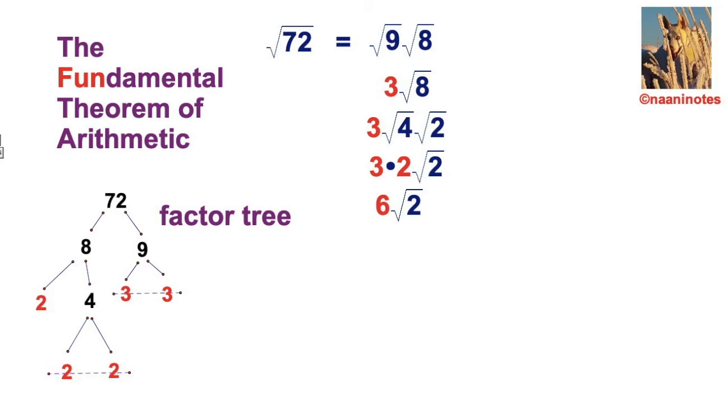Watch this. This is what works better: instead of going through this tedious 5 steps, you look at this and say, well, I recognize a larger perfect square. The largest perfect square that is a whole number factor of 72 is 36.